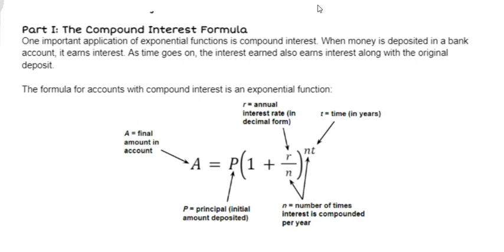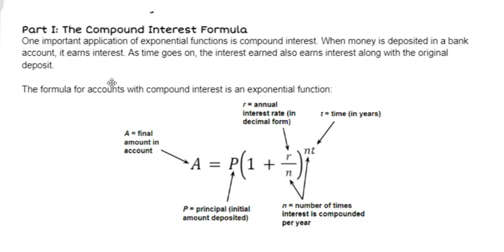So here's what we're going to front load and help you with. We're going to talk about something called compound interest and the compound interest formula, right? Compound interest is this idea that when you deposit money into an account, it earns interest, and then as time goes on, your interest gets added to the amount that you invested, and then you earn more interest based on that new amount, right?